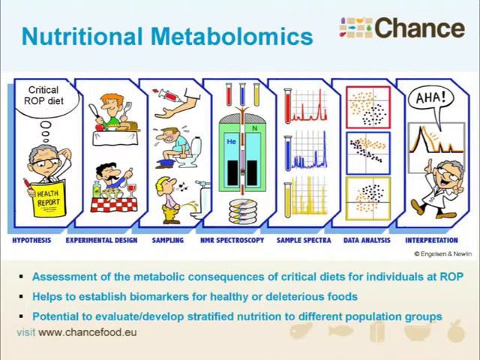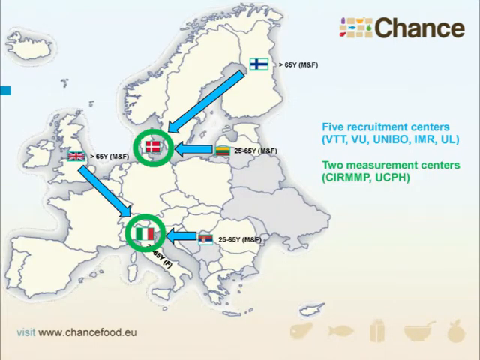So we think that metabolomics has a lot of potential. It can assess the metabolic consequences of critical diets for individuals at risk of poverty, and it can help to establish biomarkers for healthy and deleterious foods. It has potential to evaluate and develop stratified nutrition for different population groups. So that was sort of the onset of our project. So we decided to use this.